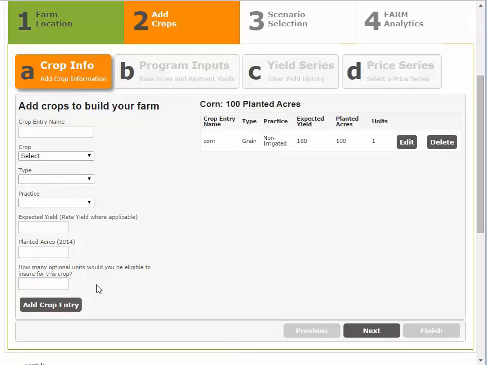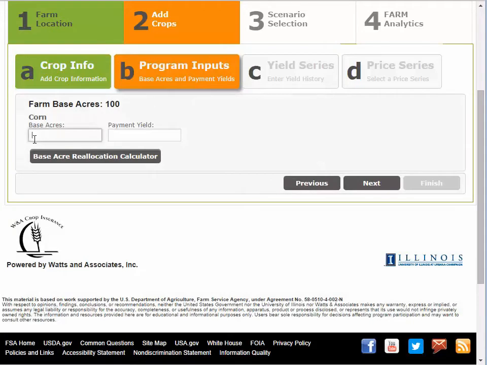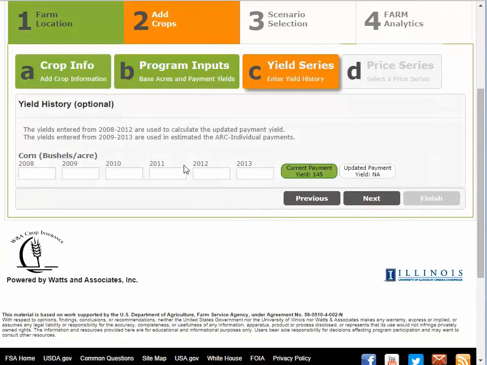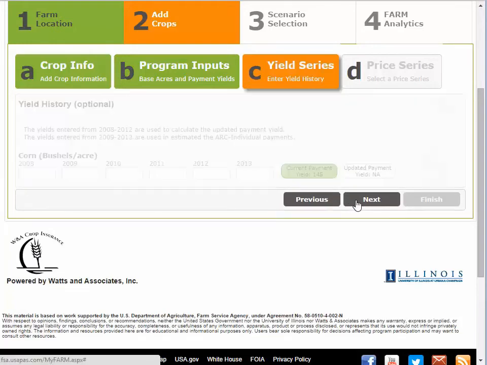Add that entry. If we wanted to analyze more crops in Build Your Own Farm, we would build them here, but I'm just going to look at corn and differences in price expectations. I'm going to say I have 100 base acres, and my payment yield, and this relates to the PLC payments, I'm going to say is 145 bushels per acre. I could now enter a yield history for this farm, but I'm not going to because I'm not too concerned. I already know my current payment yield of 145 bushels.